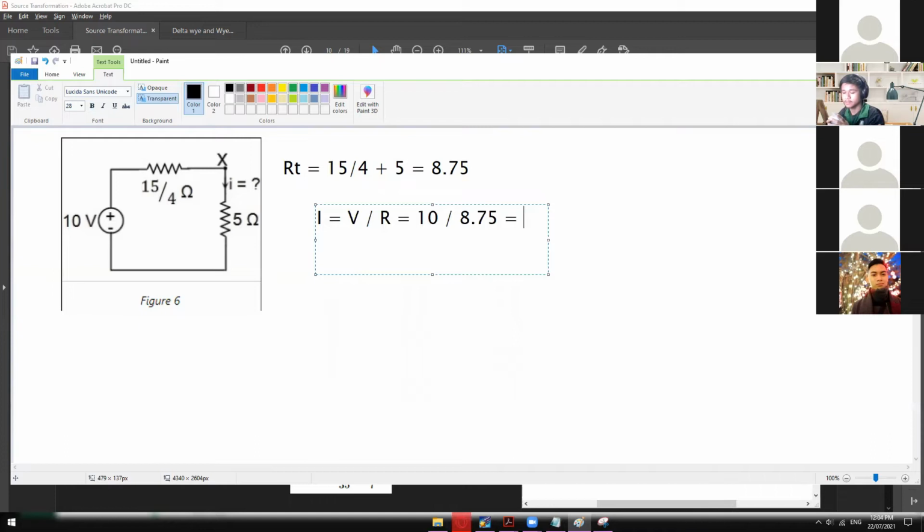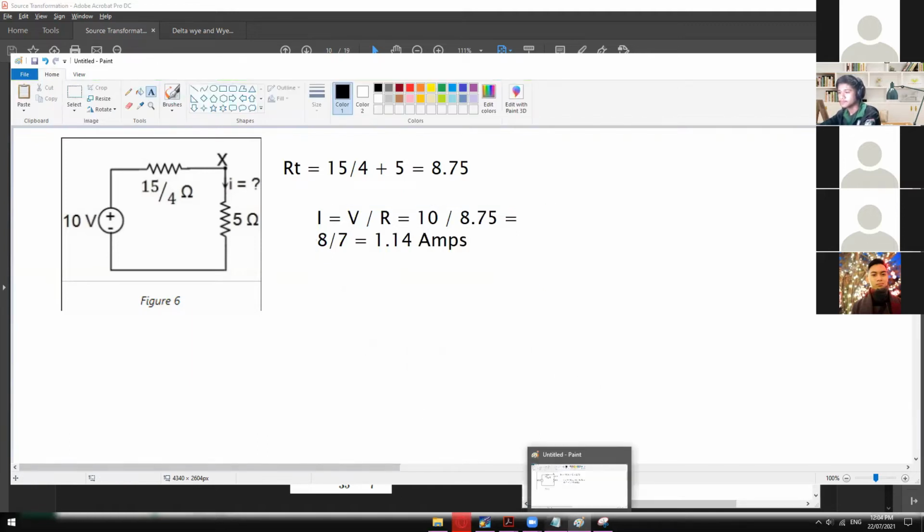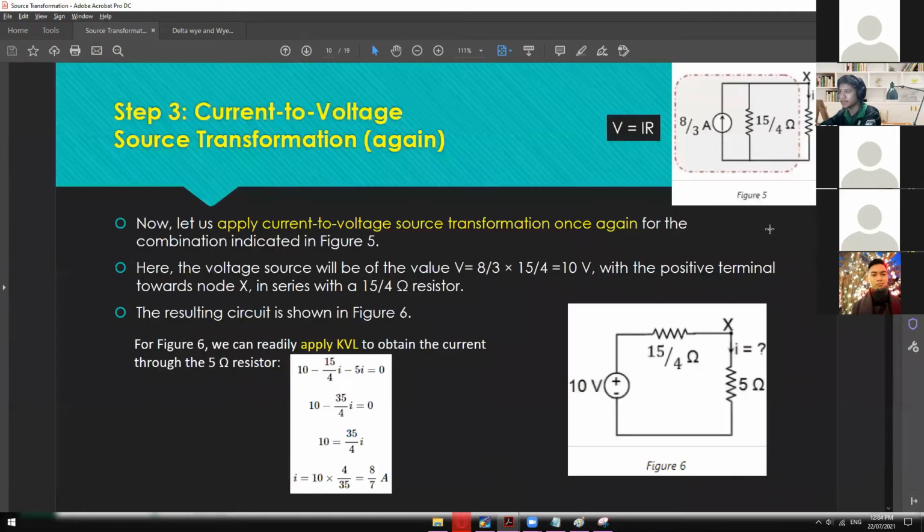Why is the answer different? Oh, that's right. So it's 8 over 7, or 1.14 amps, which is the same as this one right here, the 8 over 7. So we have now solved the current that is flowing on this branch right here.